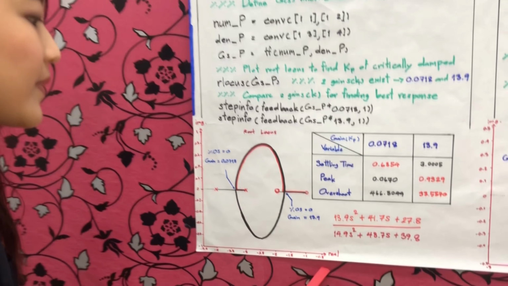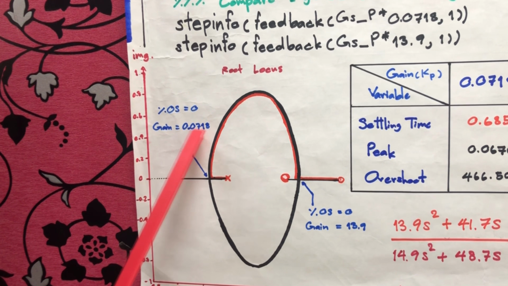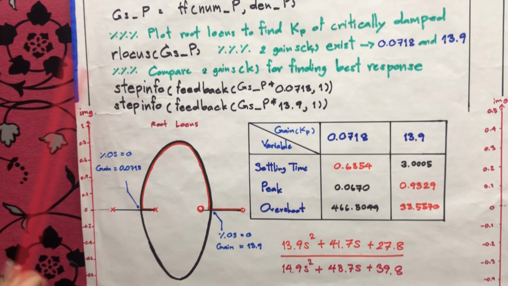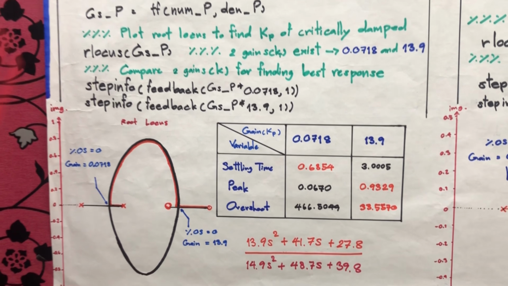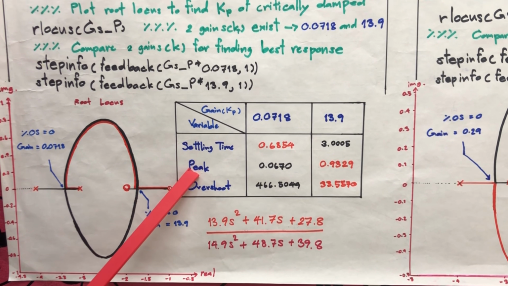So we got this graph. Critically damped is the best response. So we got the two gains, which are 0.0718 and 13.9. We have two values. We use the stepinfo command and the feedback command to find the best response, and we got this table. Compare between these two values.